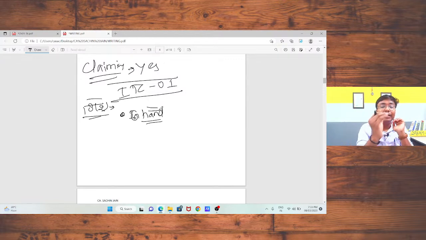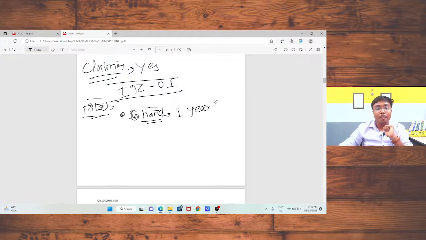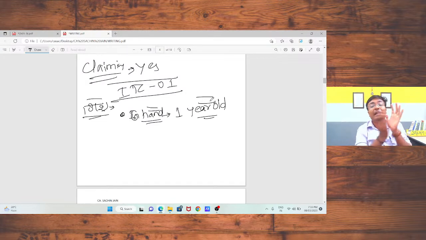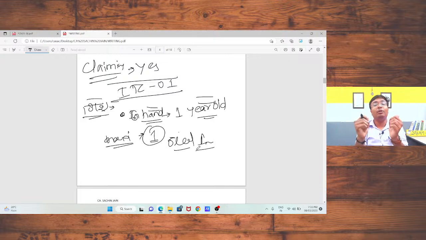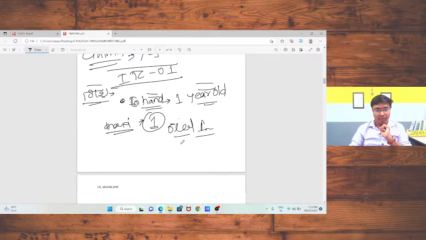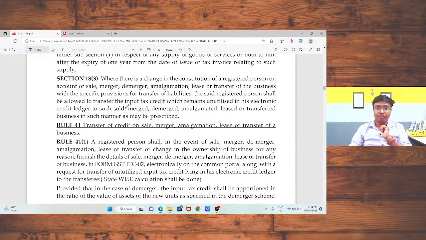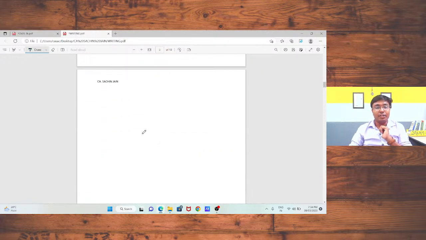But here section 18 subsection 2 imposes a certain time limit. Section 18 subsection 2 says that if in your hand any invoice is available which is 1 year old, in that case for that invoice you are not eligible to take the input tax credit. So the maximum timeline for which you can claim the input tax credit is 1 year. If you have an older invoice, in that case on that invoice you are not eligible to take the input tax credit. Okay, sir. Now, special situation.